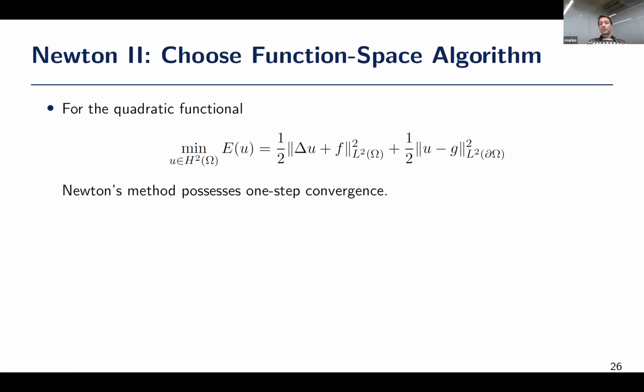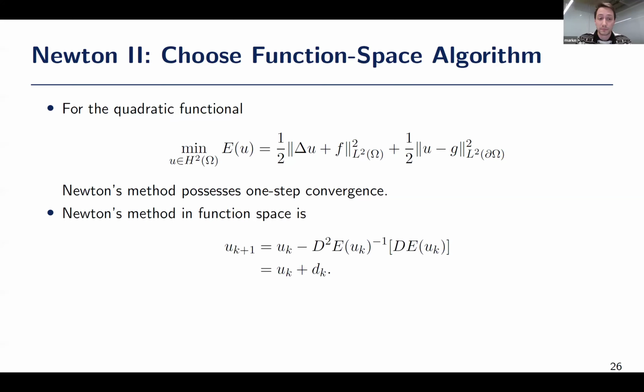The second step is that we look at E and ask ourselves, what are the properties of E? E is a quadratic functional. So we say, okay, Newton's method has one-step convergence on quadratic functionals. Newton's method in function space: if I write it out, it looks like this, second derivative inverted applied to the first derivative. So this guy is the update direction.